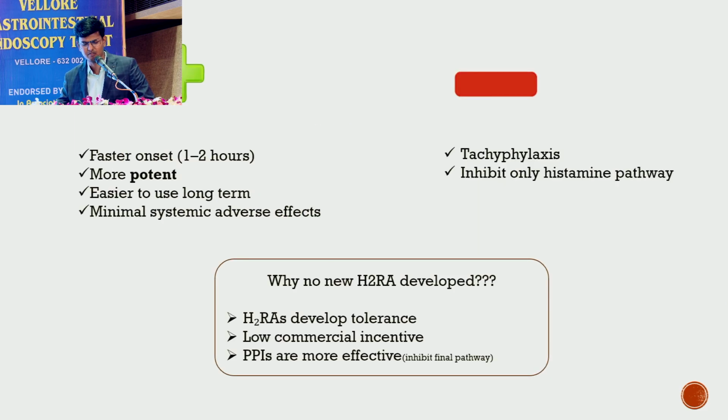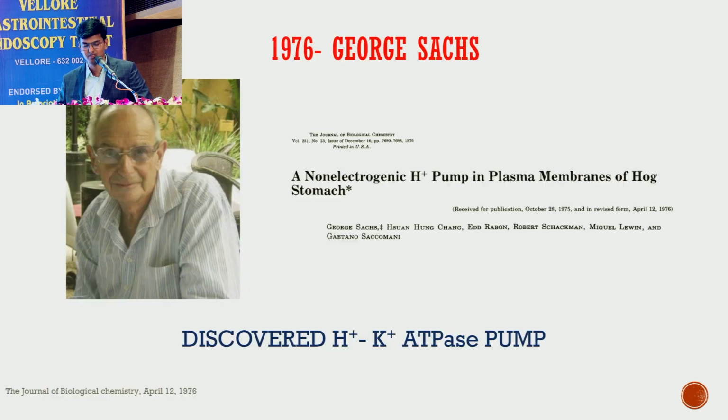So it has a good action, faster onset of action. It's a more potent drug, easier for long-term use, and has minimal systemic adverse events compared to atropine. But it has tachyphylaxis and inhibits only the histamine pathway. There are some other pathways that cannot be suppressed by H2 blockers. So why was no H2 blocker developed after that? Because of developed tolerance, low commercial incentive, and PPIs are more effective because they inhibit the final pathway. So there was no further development of H2 receptor blockers.